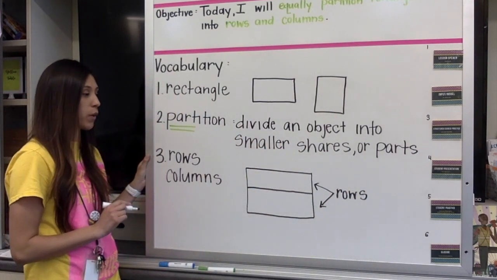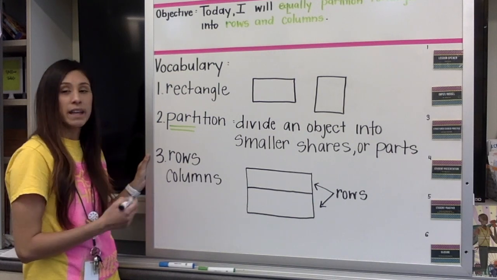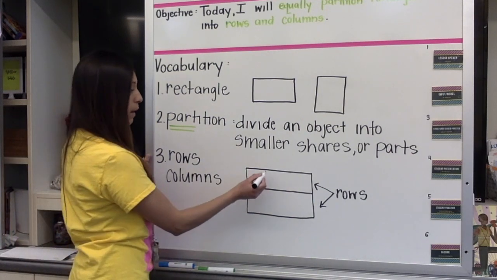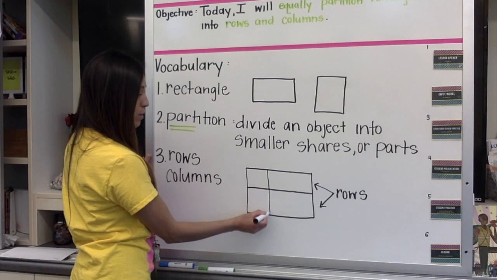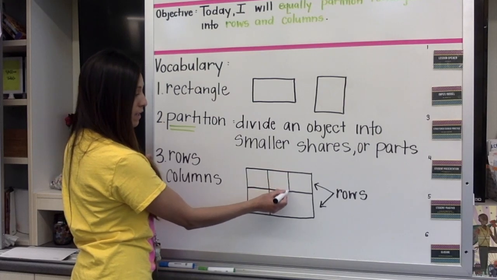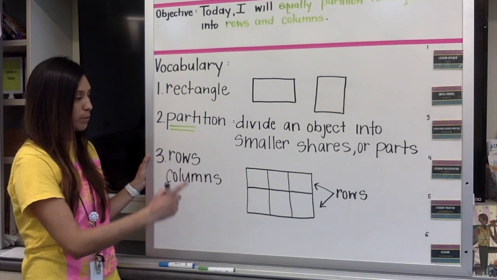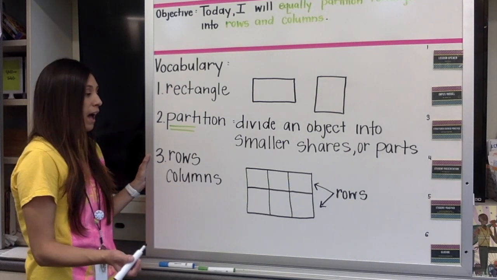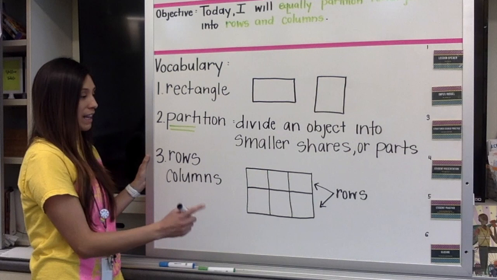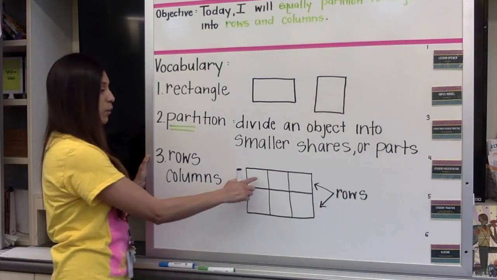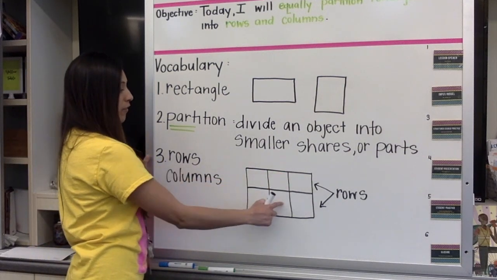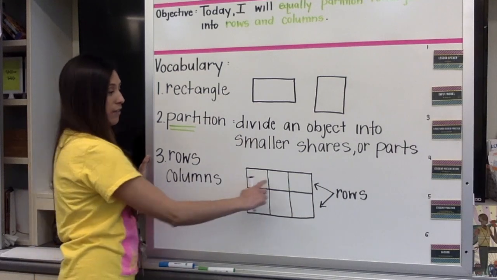Now I'm also going to partition this rectangle into columns as well. So I'm going to try to make them as even as I can, not using a measuring tool, but it looks pretty good. So now I can see that I have 6 shares altogether, 1, 2, 3, 4, 5, 6, but I still have 2 rows.